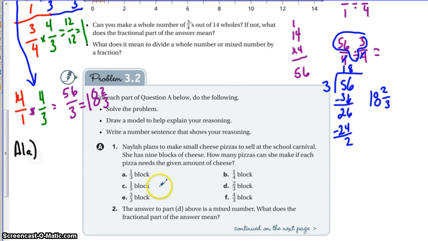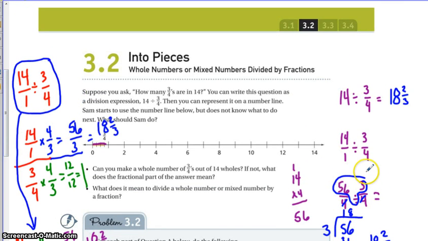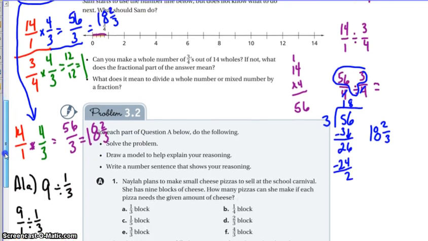A1A. All right, if I have 9 blocks of cheese and I'm trying to divide those into thirds, I get 9 divided by a third. Well, I can rewrite that as 9/1 divided by 1/3. Okay, and then I can either make a common denominator, like I did up here earlier, okay, right here, or I can multiply by the reciprocal.